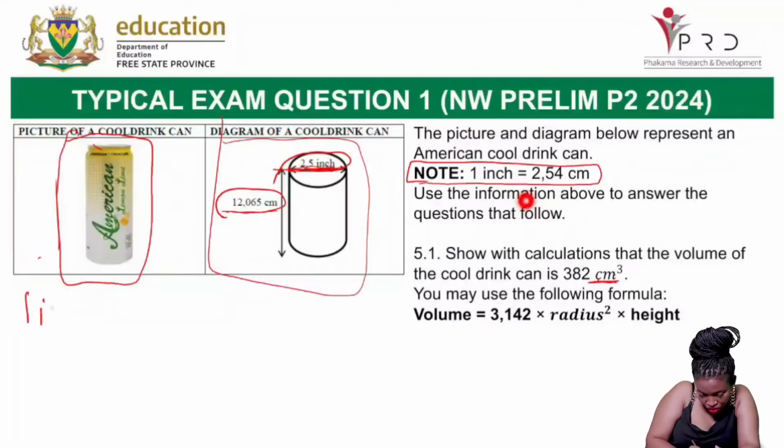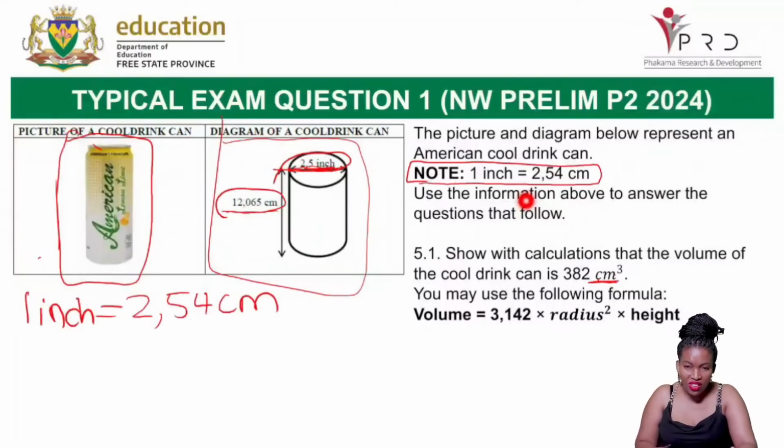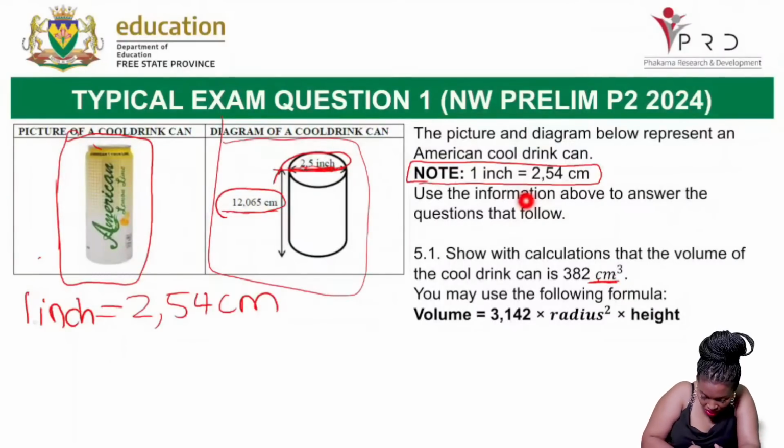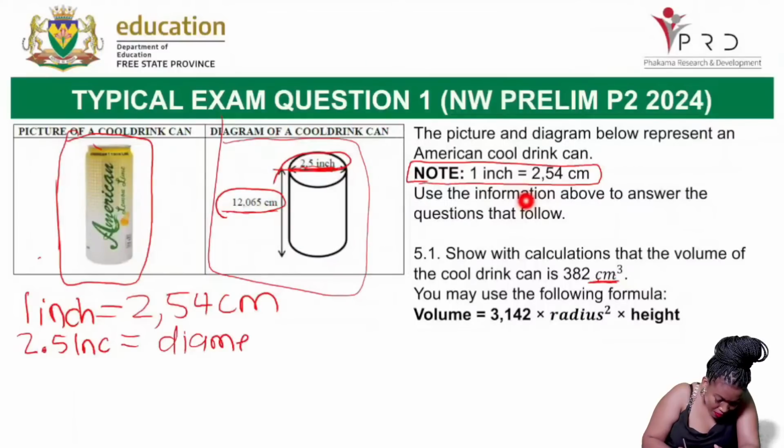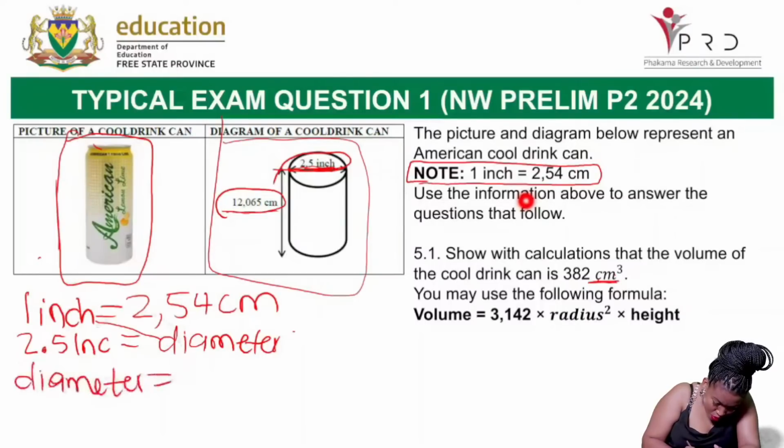They said that 1 inch is equal to 2.54 centimeters. That is the conversion factor. And our diameter is how many inches? It is 2.5 inches. We want it in what? In centimeters. So let me just say this is our diameter. So diameter multiplied by 1, that is the diameter, equals 2.5 inches multiplied by 2.54.